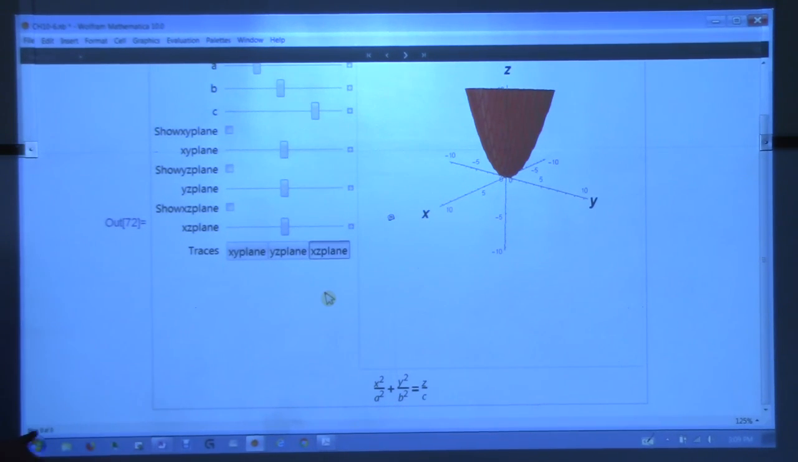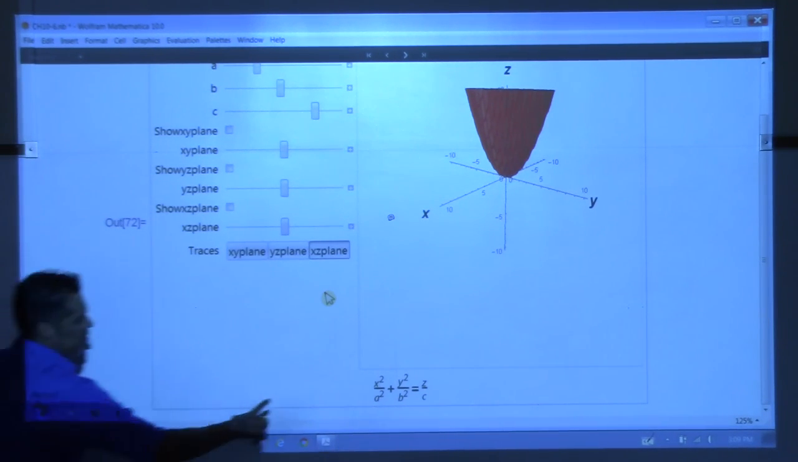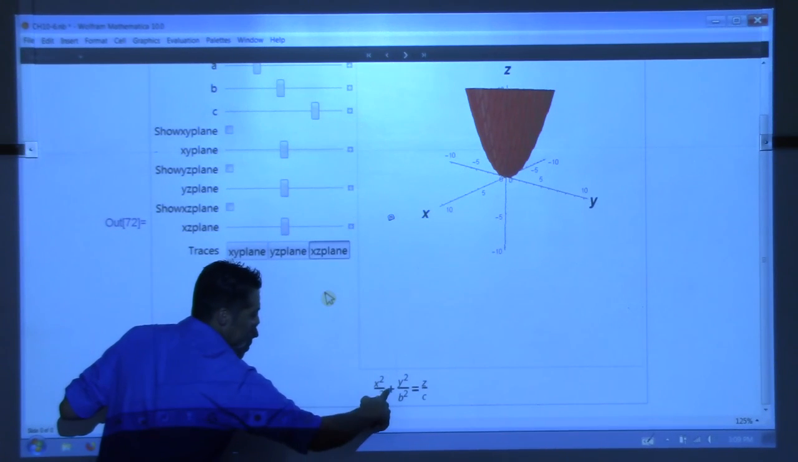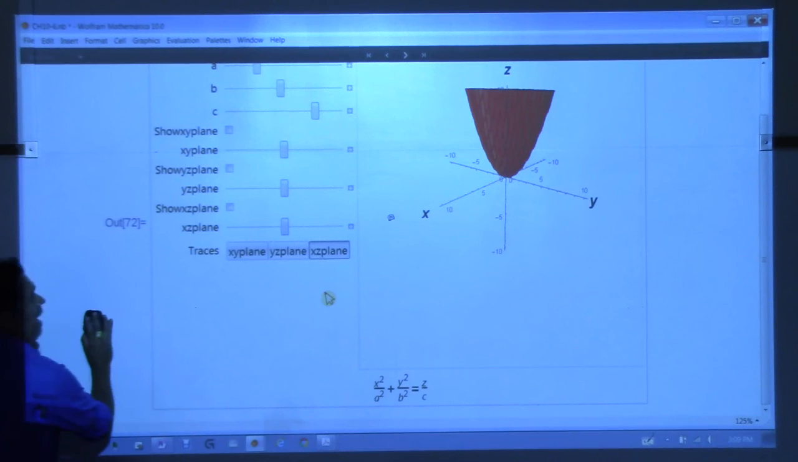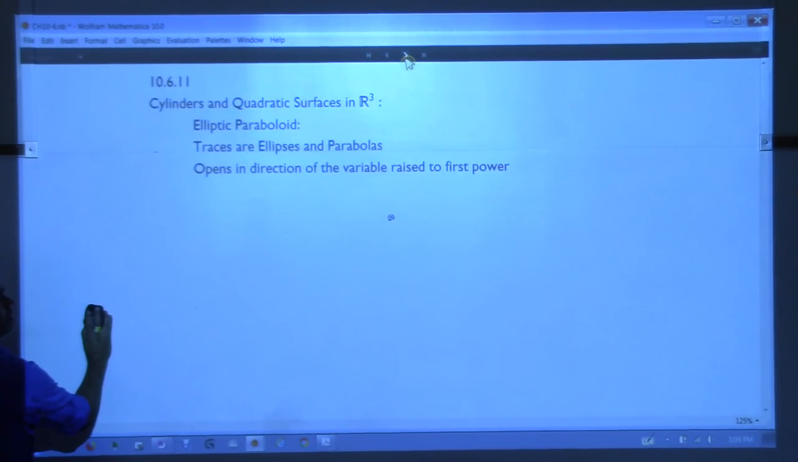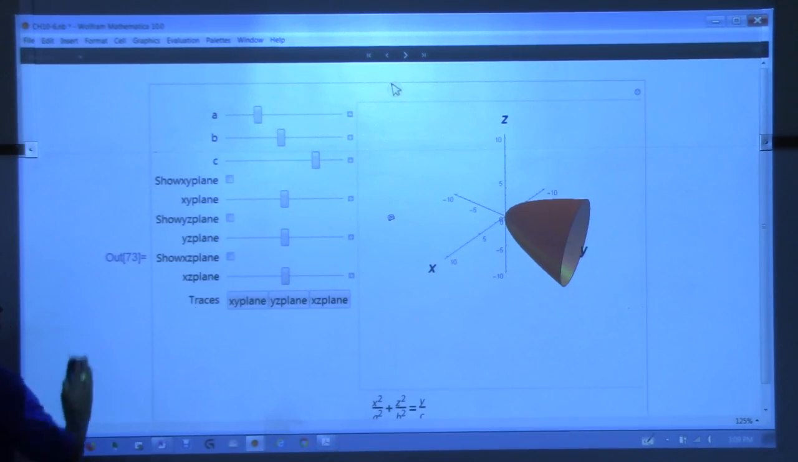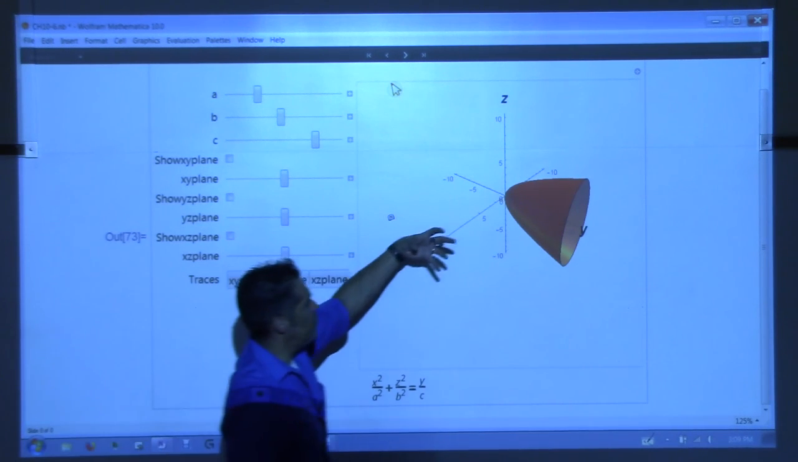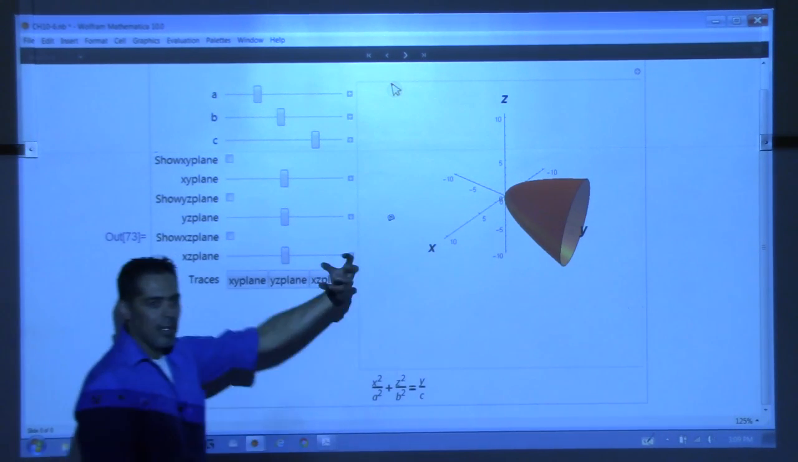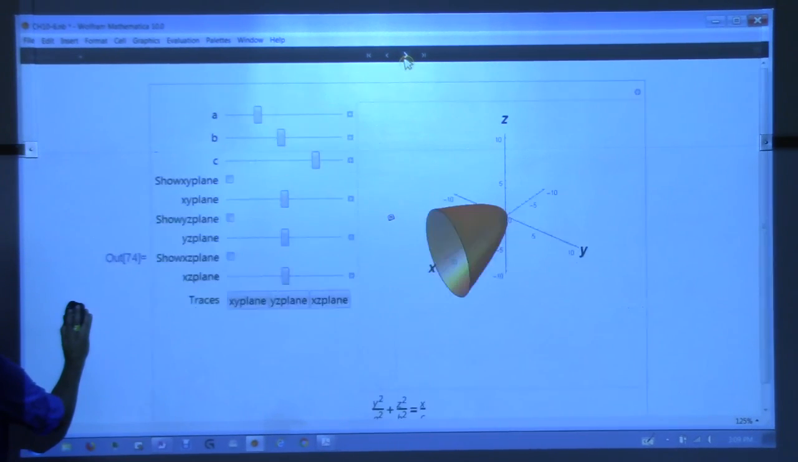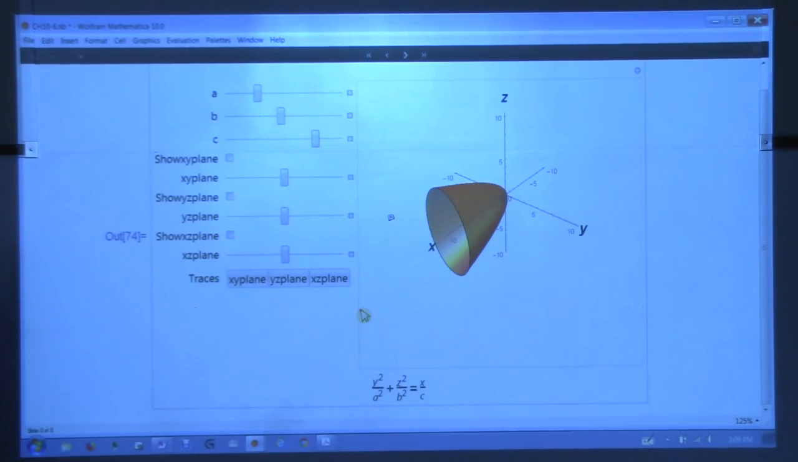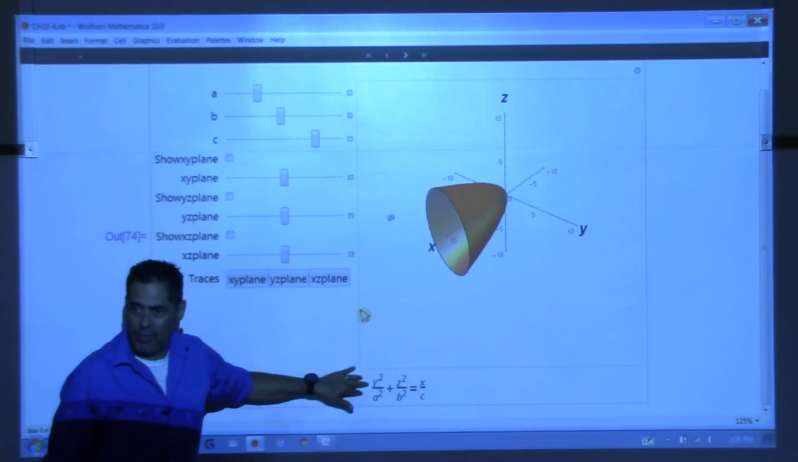So there are other versions of this. Like what if this was x squared over a squared plus z squared over b squared equals y over c? Then that would go down the y-axis like that. So come out this way. And then we could have it come out the x-axis, same way, like that. So do y'all see how the equation changes?